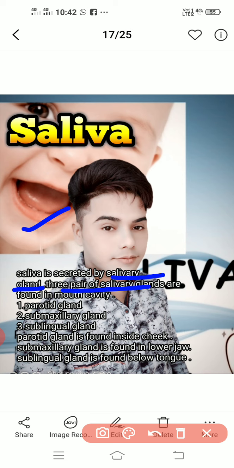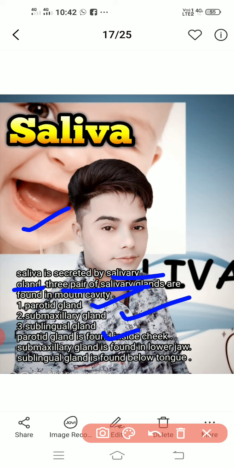3 pairs means how many total? 6 salivary glands are found. 1 pair of parotid gland, 1 pair of submaxillary gland, and 1 pair of sublingual gland. Clear? So 3 pairs of salivary glands are found: parotid gland, submaxillary gland, and sublingual gland.